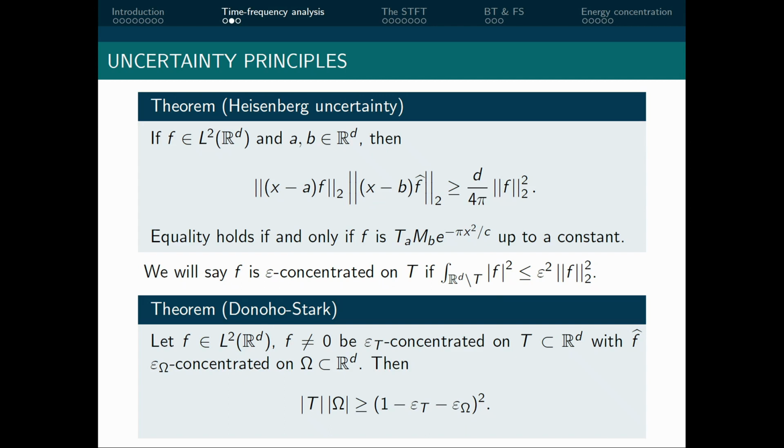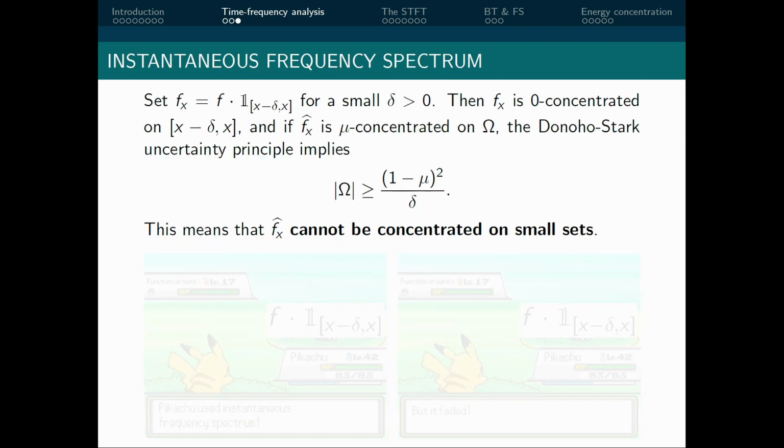What this theorem is telling you is that if your function is really concentrated on a small set T in time, then in frequency its Fourier transform will be concentrated on a big set. And you have this bound on the product of the volumes of the sets. So basically, if this is small and this is small, this is going to be big. I said that right, yeah? Or one of the two is going to be big.